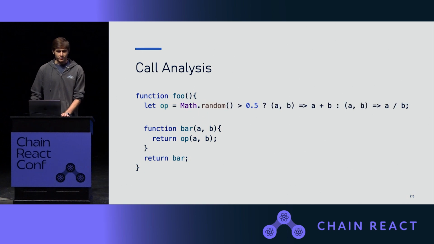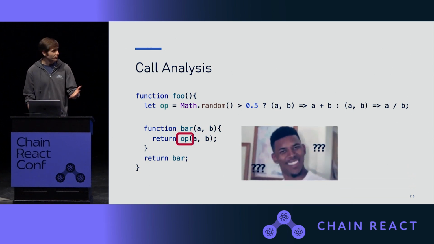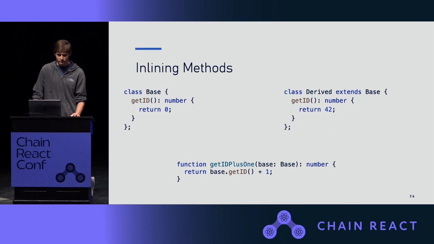But it's very easy to break this. Let's modify the example slightly. So now op is assigned to one of two functions, depending on the result of a call to math.random. Now, the compiler doesn't know which of these two functions is being called. So the compiler can no longer perform inlining. We've managed to bamboozle the compiler. And so this has some interesting implications.